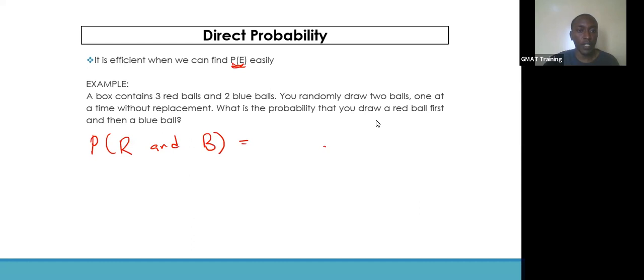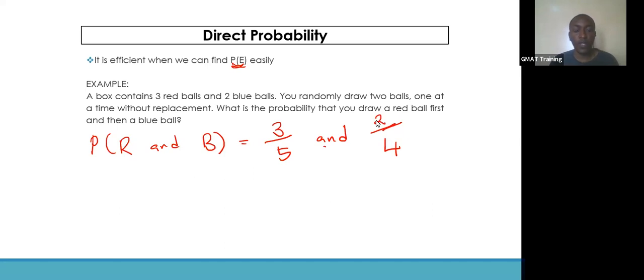Now the probability of red: we have 5 balls for the first choice and you're picking a red ball, so the probability of picking a red ball first is 3/5. And the probability of having the blue ball second: now you're left with 4 balls after picking the first ball, and the successes here are the 2 blue balls, so you have 2 out of the total possibilities of 4 balls.